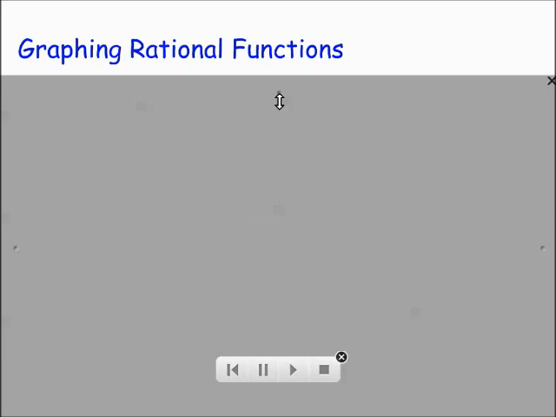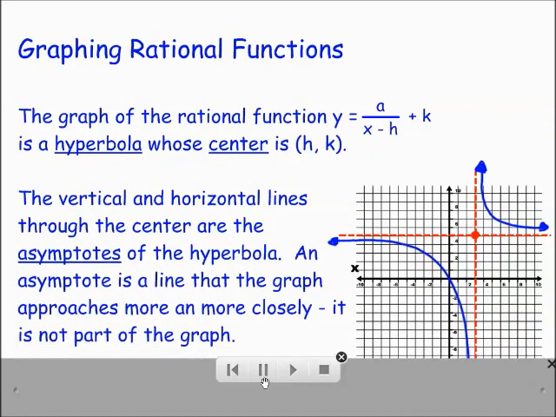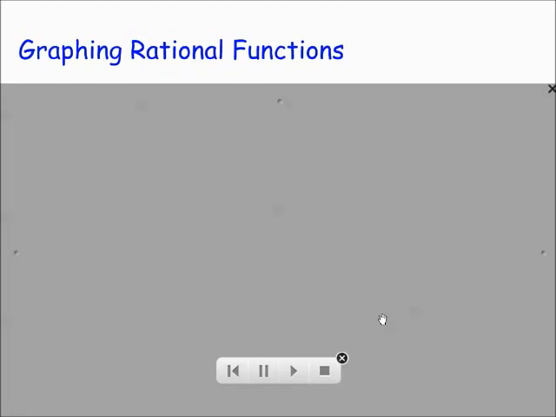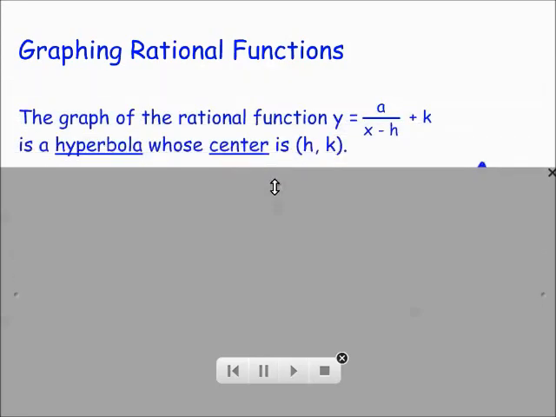All right. How about graphing rational functions? Now that we've solved some rational equations, let's graph some rational functions. A couple key things we got to talk about here first.